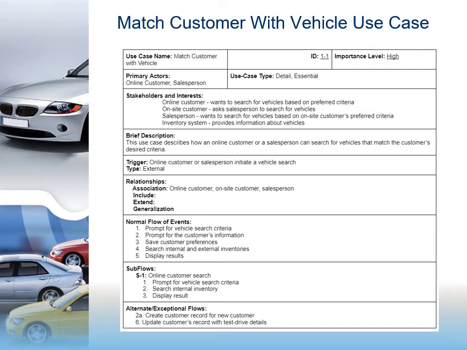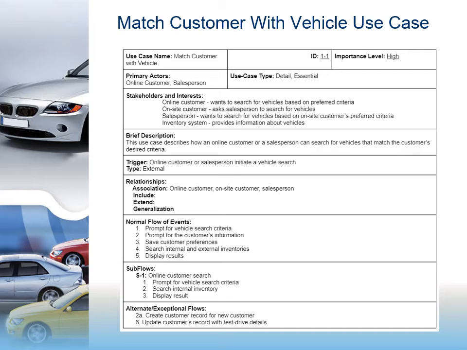In the overview section, we have the use case name, match customer with vehicle, the use case ID number, 1-1, importance level, use case type, which is detailed and essential, primary actors, online customer and salesperson, a brief description indicating that this use case describes how an online customer or a salesperson can search for vehicles that match the customer's desired criteria, the trigger, the type, and the relationships, which for this case is only associations.